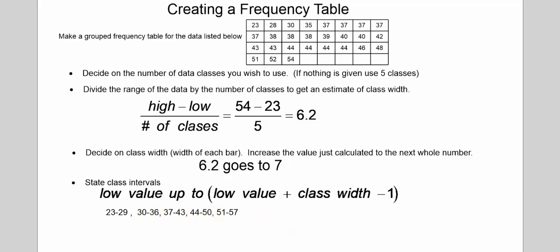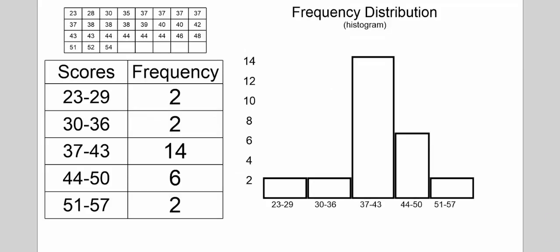Now we're going to do a frequency table, and we're also going to show what a frequency distribution is. So here again is our table. I calculate the numbers from 23 to 29, and I have a total of 2. Then I look from 30 to 36, and we have a 2 again for our frequency. From 37 all the way to 43, there's a total of 14 numbers. 44 to 50, we get 6 numbers, and 51 to 52, 2 numbers.